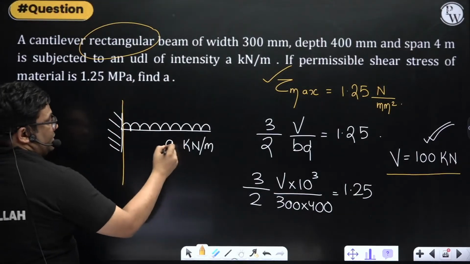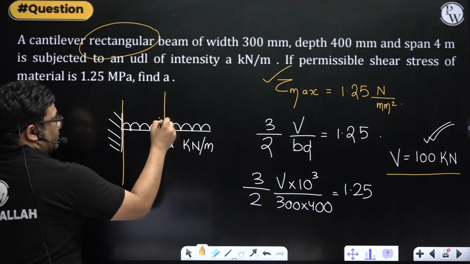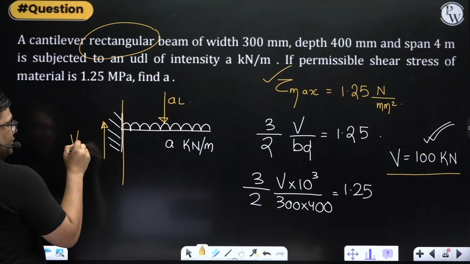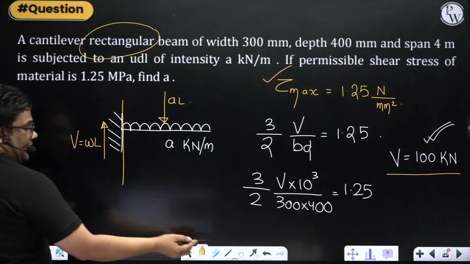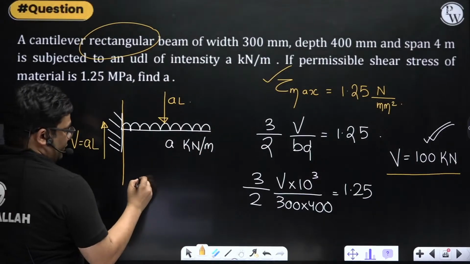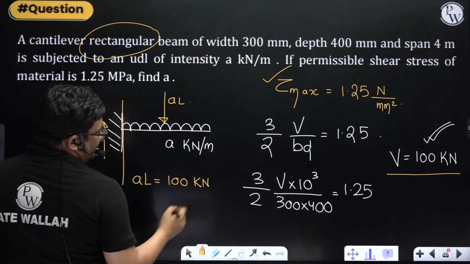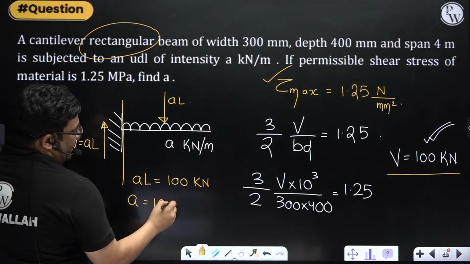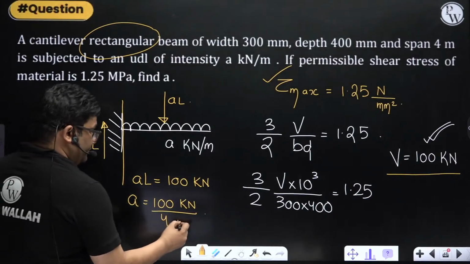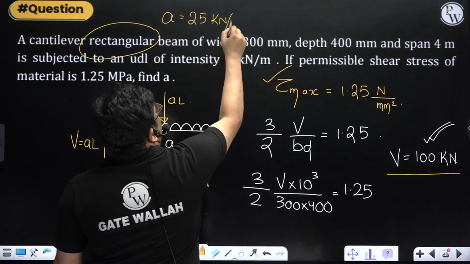How much? You see, this is A and suppose the length is L. So this whole force will be how much? A into L. So here I will get balancing shear force of A into L. So here indirectly what happened? This maximum shear force which I am getting, A into L is equal to 100 kilonewton. And A will be 100 kilonewton divided by L. L is given how much? 4 meter. A is 25 kilonewton per meter.